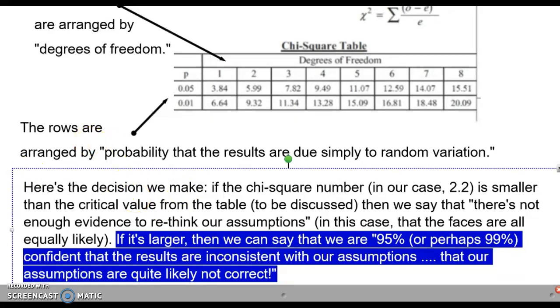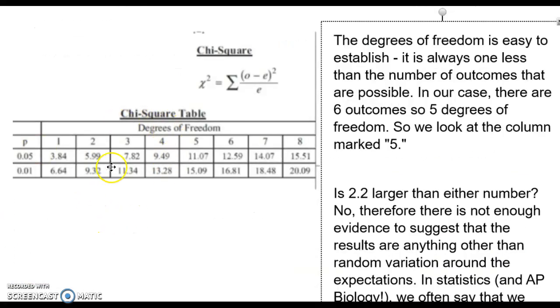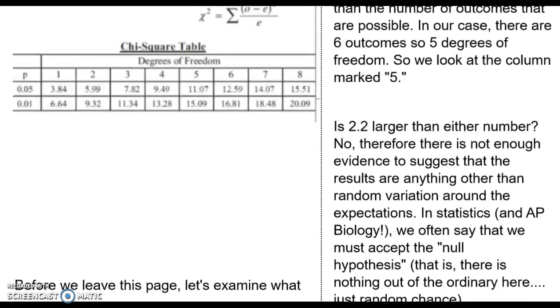So let's dig in a little deeper here and go to this next page and talk about the degrees of freedom and then using our critical value, okay? The degrees of freedom is pretty simple. It's always one less than the number of outcomes that are possible. We had 6 outcomes, 1 through 6, so there are 5 degrees of freedom. So we look here in this column marked 5 degrees of freedom, okay?